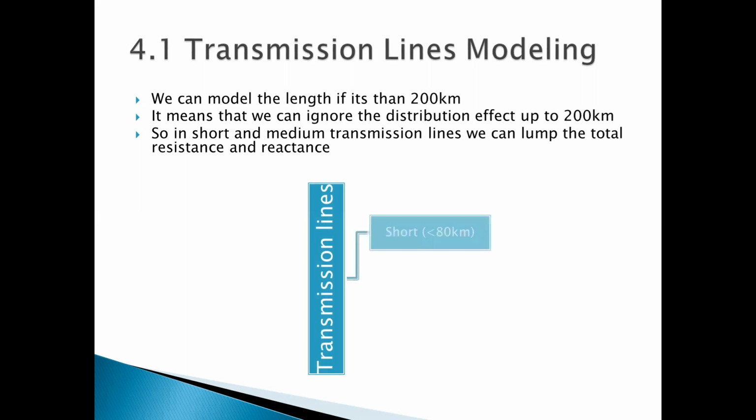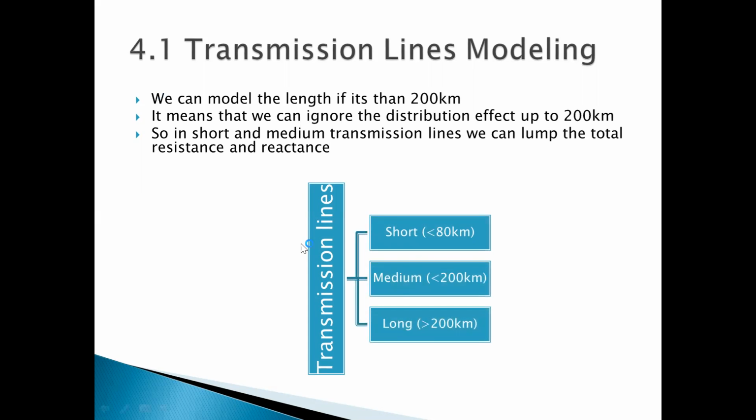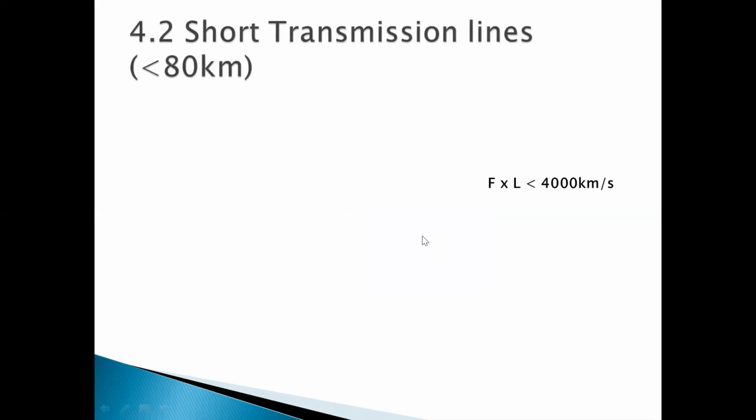So the transmission lines are divided into three types. Short transmission line is less than 80 kilometers, medium transmission line is less than 200 kilometers. It means that if the line is more than 80 kilometers, we will consider it a medium transmission line. And if the line length is greater than 200 kilometers, we consider it a long transmission line. Today we will talk about short plus medium, but firstly we are going to talk about short transmission lines.